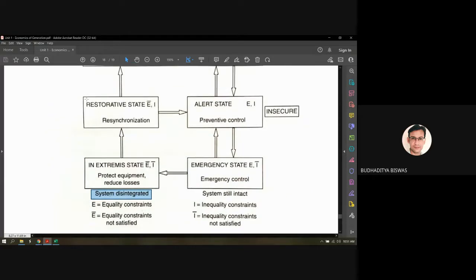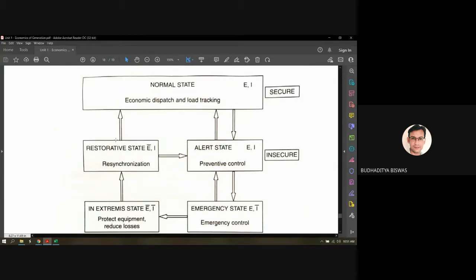Then the restorative state, where the inequality constraint is actually met, but obviously at this particular moment the generation is not equal to the load demand, so the equality constraint E is not satisfied, and this is called the resynchronization. And after the resynchronization, it may again go to the alert state, or if everything becomes normal, it will again go to the normal state where the generation is within the limit and equal to the load demand. So these are the different states of the power system.